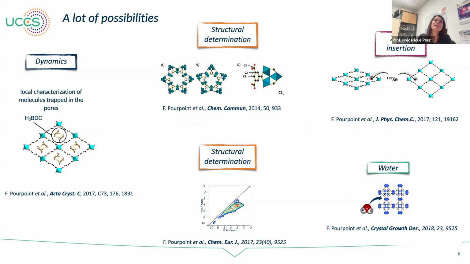I've been working on metal organic frameworks for several years, and with these techniques we were able, for example, in the MIL-53, which has different particularities, to localize the molecules that were trapped in the pores. And also in the MIL-100, with the help of DNP, we did some structural characterizations by doing some nice aluminum-carbon correlation experiments.